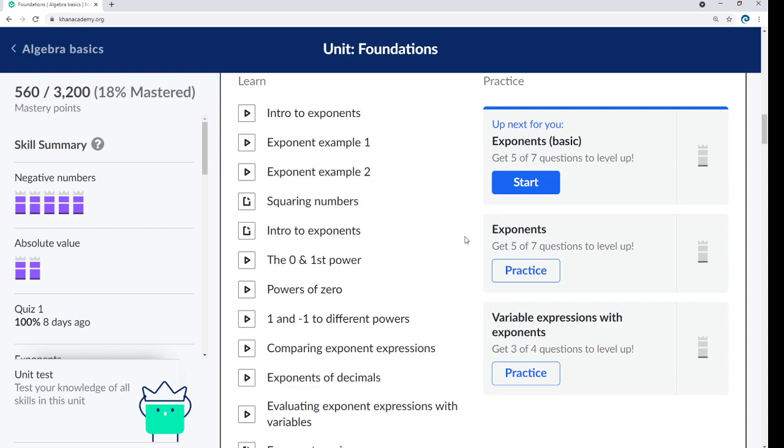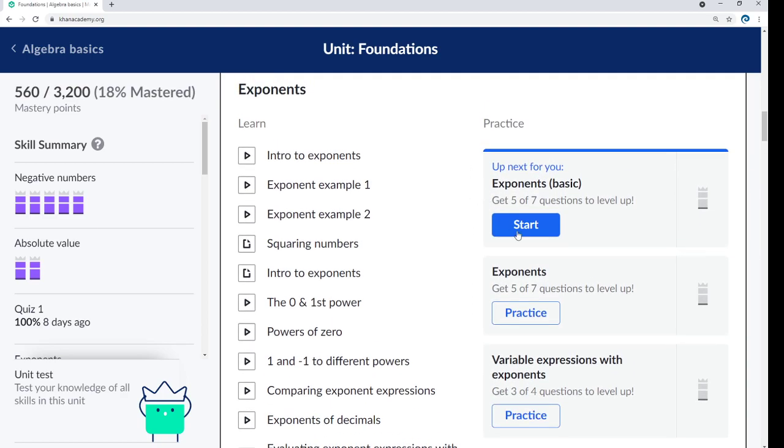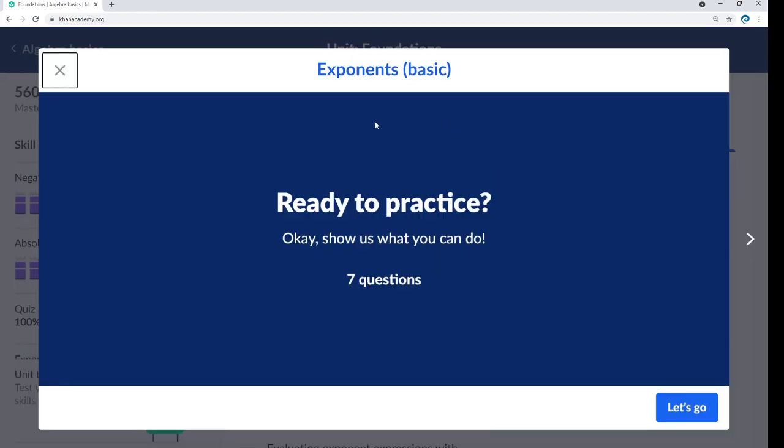And then there's variable expressions with exponents. This is going to be bad. I did okay on the last stream, but this is not going to end well. So let's jump right into it, shall we? Okay, so exponents. I feel like I remember exponents.